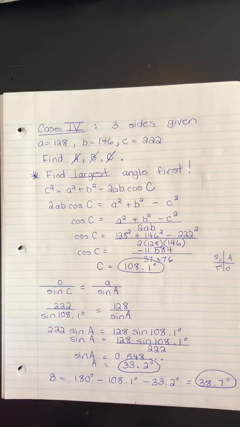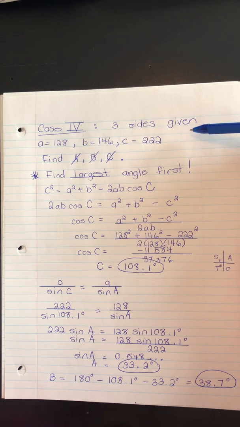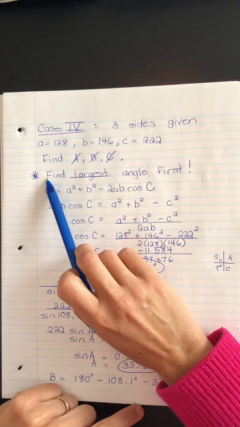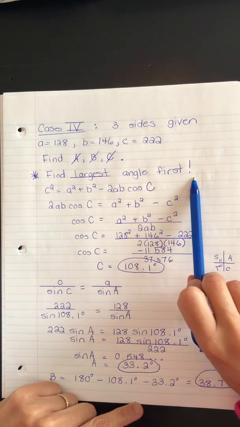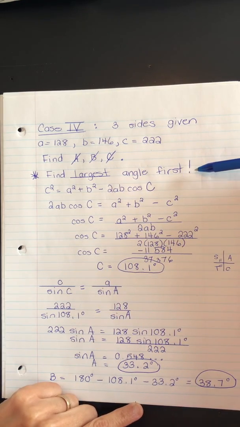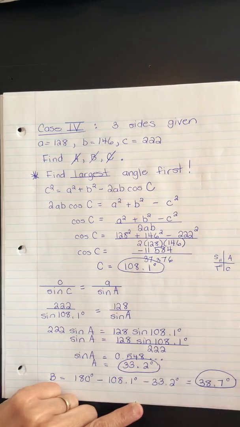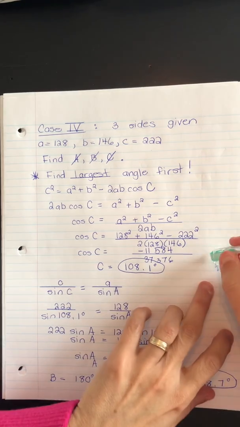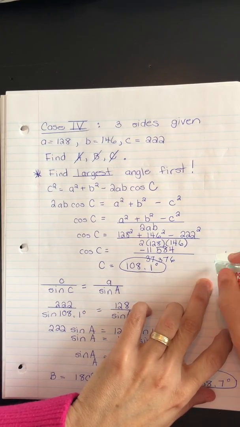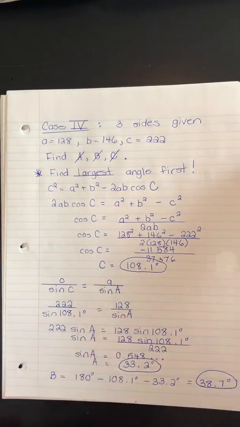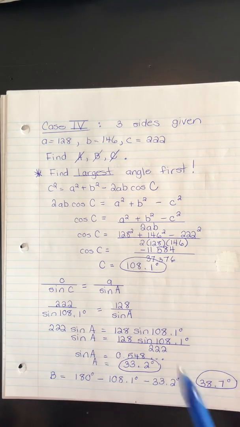For case 4, we were beginning with 3 sides. And therefore, we were starting with the cosine law to find our first angle. This means we have to start with the largest angle first. It'll save you so much trouble if you do this. If you do start with the largest angle first, you won't even have to think at all about the CAST rule. Everything will work out perfectly without any consideration of the CAST rule.